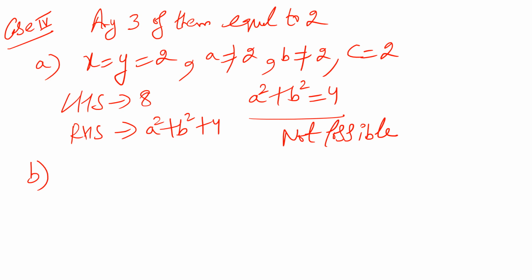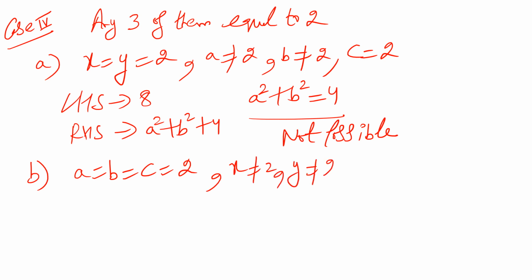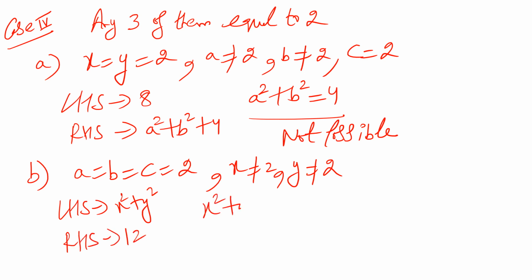Now in this particular case, another situation can be if I take all A, B, C as 2 and terms on the left hand side not equal to 2. So now left hand side becomes X square plus Y square, whereas right hand side becomes 12. Now let's analyze this situation. X square plus Y square is equal to 12.